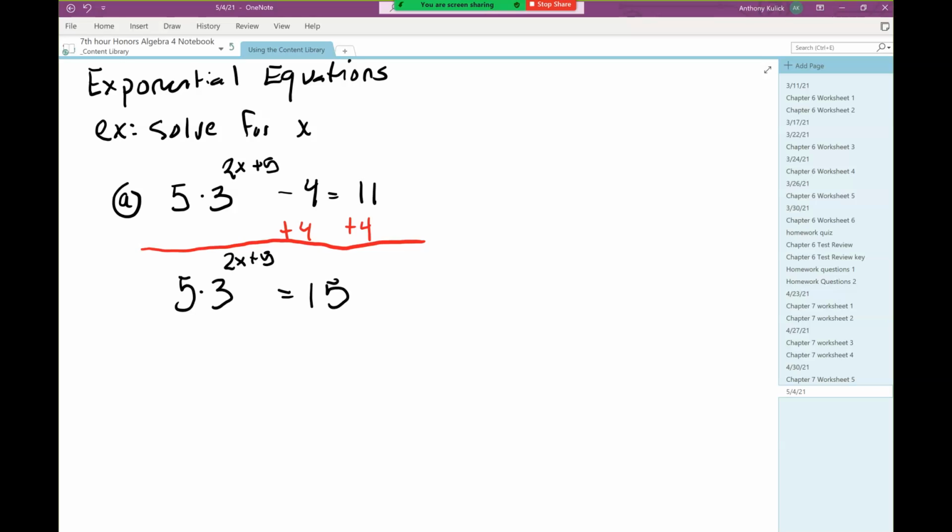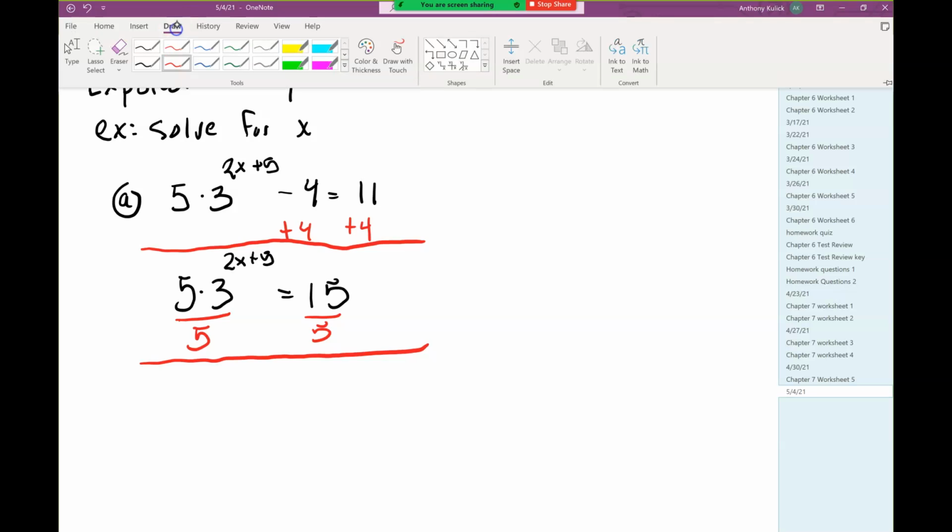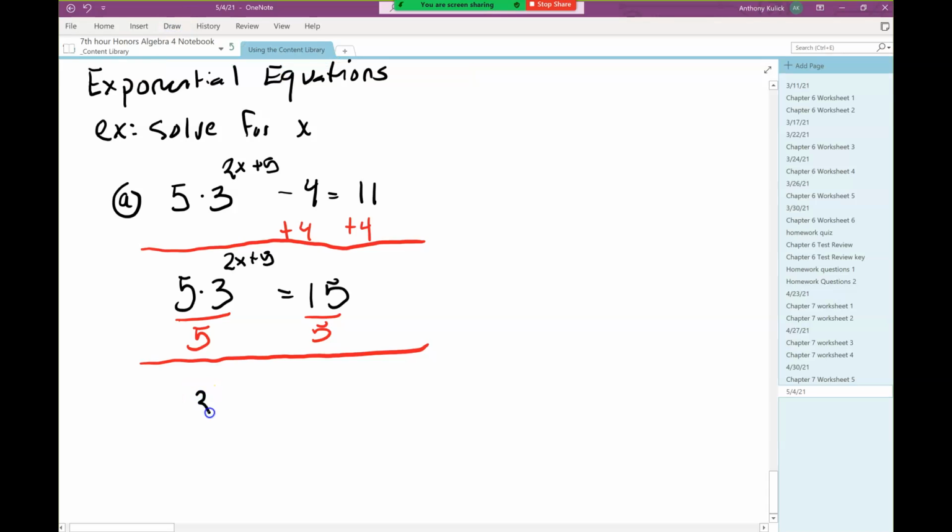We want to divide by 5, right? We want to isolate the exponential piece, so we want to get rid of that coefficient there. Can I multiply the 5 and the 3 together? Is that ever going to be okay to do? No. The reason is it would be violating one of our properties of exponents.